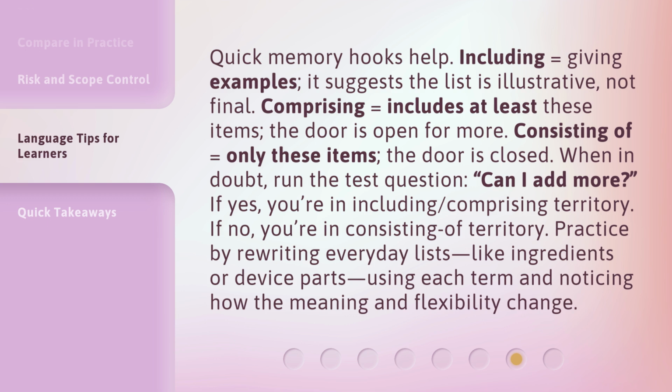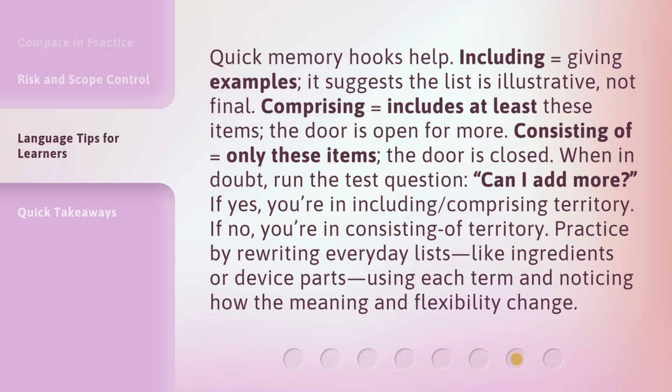Quick memory hooks help. Including equals giving examples. It suggests the list is illustrative, not final. Comprising equals includes at least these items. The door is open for more. Consisting of equals only these items, the door is closed.